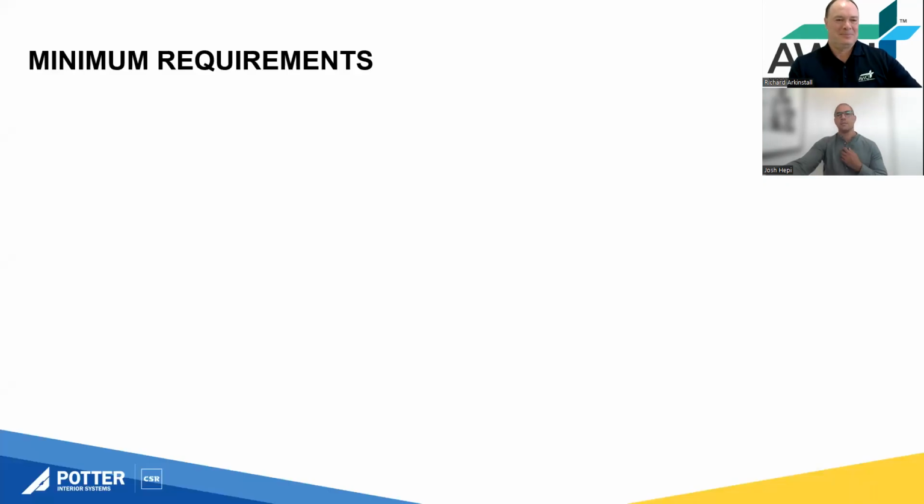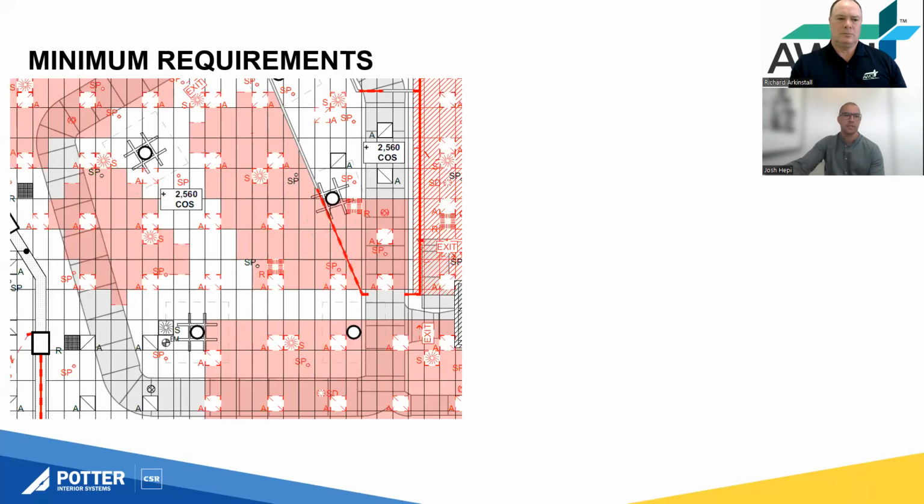This is in my opinion, from me doing takeoffs for a long time now. These are the minimum requirements I think you need for accurate takeoffs. I definitely think that an RCP, or reflected ceiling plan, and elevations are key. To give you an idea of why, this is a snippet from an RCP, and as you can see here, the ceiling height is around 2560.